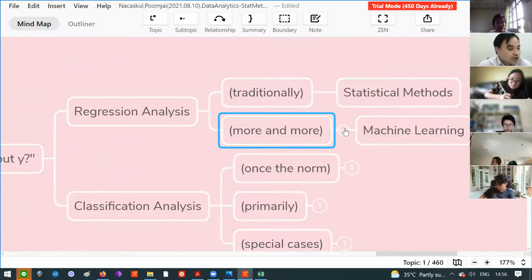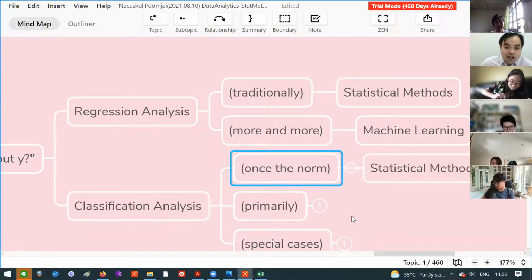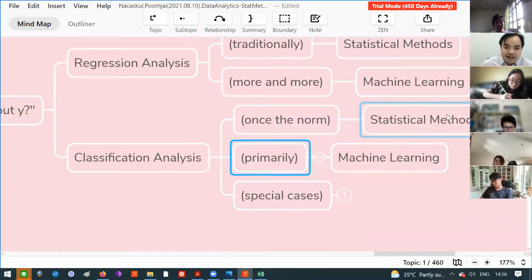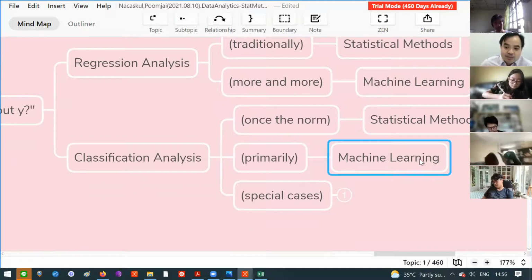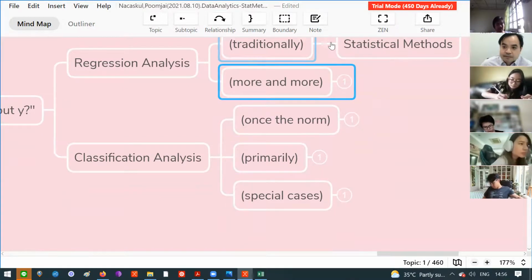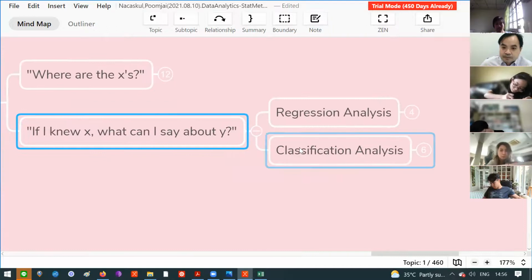More and more it's using machine learning. More and more. Classification analysis used to be, but now it's primarily, used to be statistical method, used to be the norm. Once, emphasis on once, not anymore. Now it's primarily learning. And again, data mining comes in as a special case.